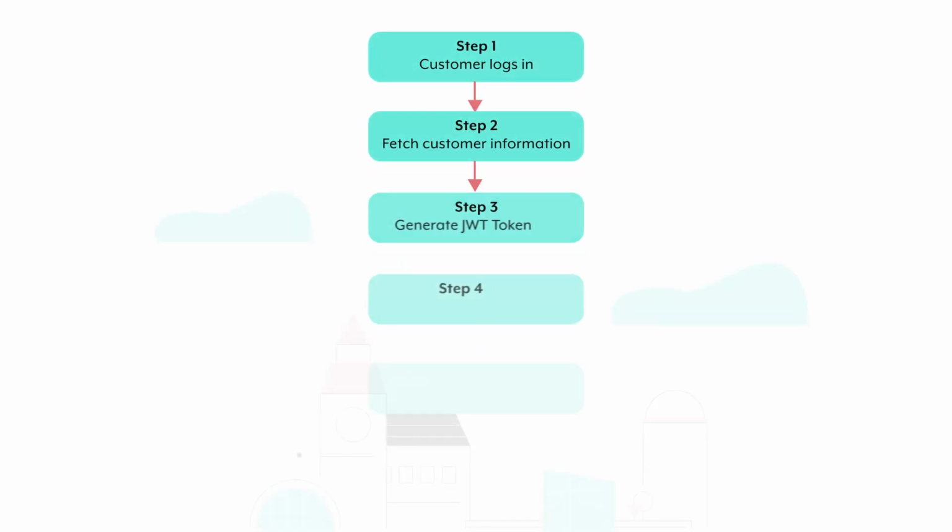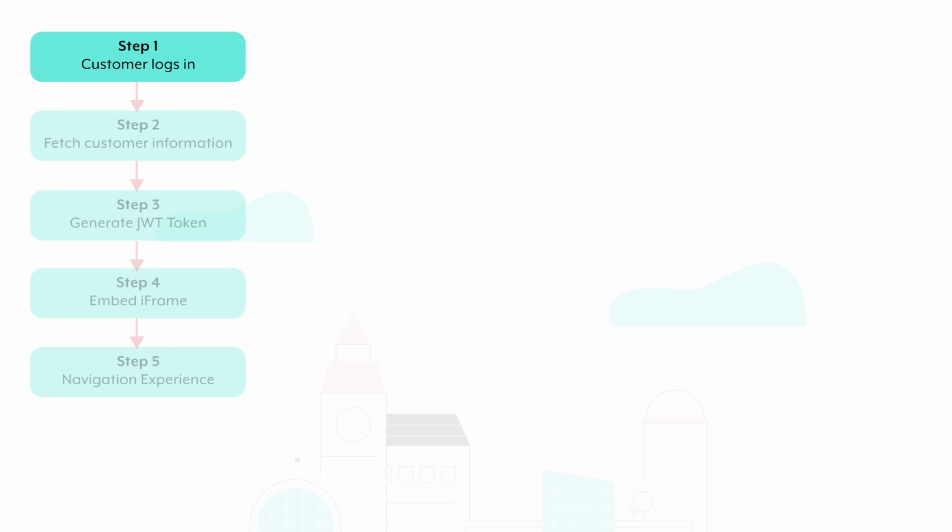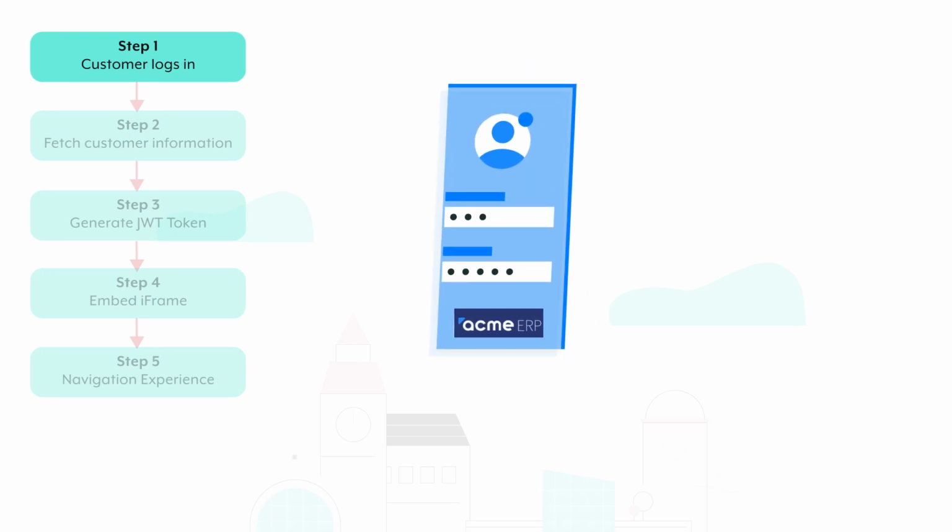Let's see what a typical implementation flow looks like for the fully embedded implementation from the perspective of your application. The customer logs into your application and navigates to the page where you will be showing the fully embedded application. Depending on what you would like to show as the landing page, you can embed the corresponding Workato page, for example, /recipes, to show the recipes page as an iframe within your application.